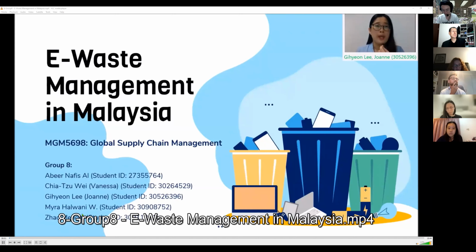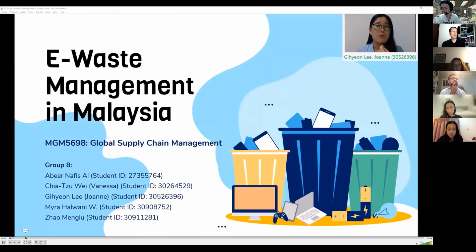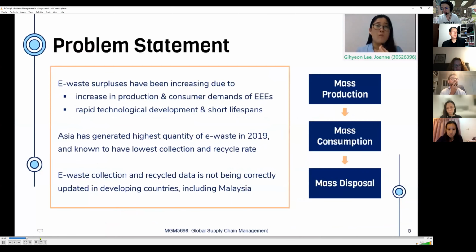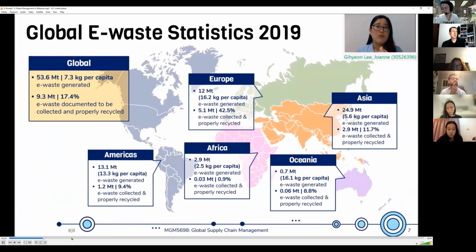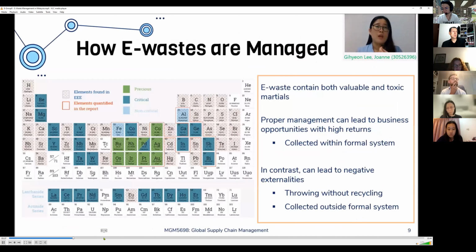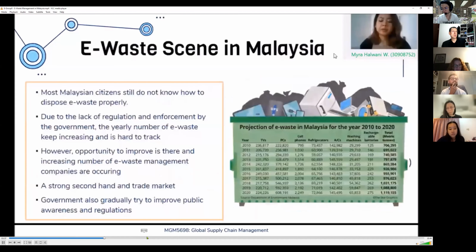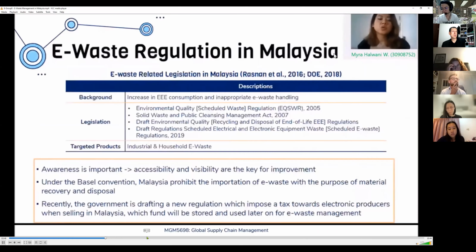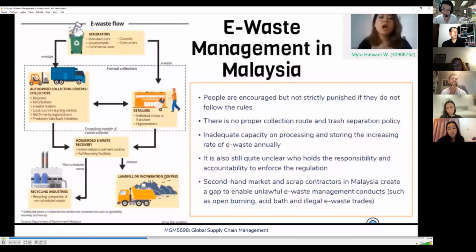Hello, Dr. Neil. We are Group 8. We will be presenting on e-waste management in Malaysia. Moving on to 2019, a total of 53 systems can lead to negative externalities to the environment and people. And this table shows the main regulations that apply if they do not follow the rules. But then okay, let me just stop there.